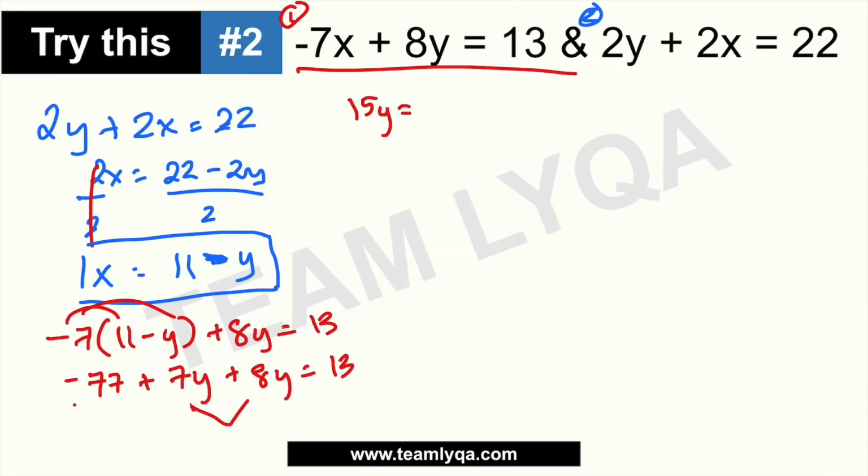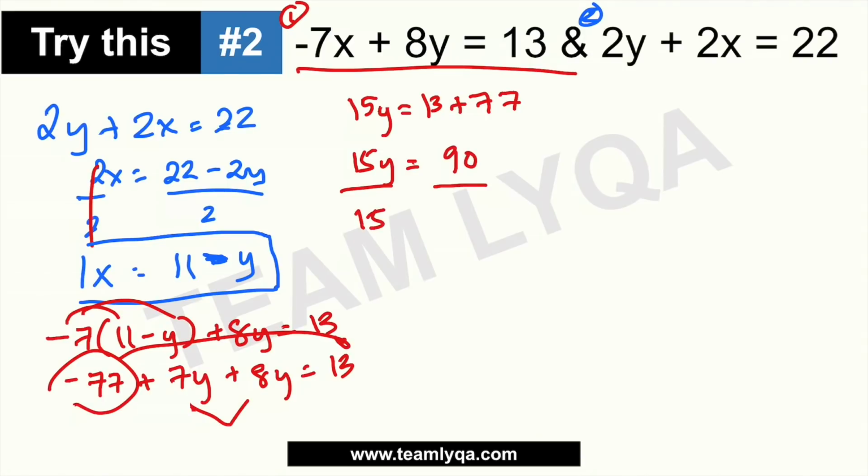15y is equal to, dilipat natin to sa kabilang side, so yung negative magiging positive. This will be 13 plus 77. 15y is equal to 13 plus 77, which is going to give you 90. Di-divide natin both sides sa 15. Okay, para ma-cancel ito. So, ang mangyayari dyan, y is equal to 6. Okay, kasi 6 times 15 is 90. So, nakaisa na tayo. Isa-substitute natin siya para mahanap natin yung x. So, x is equal to 11 minus y.